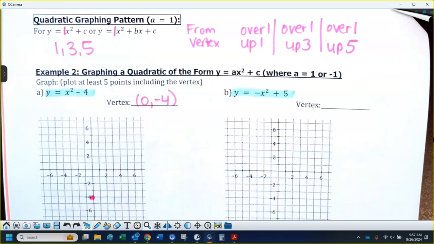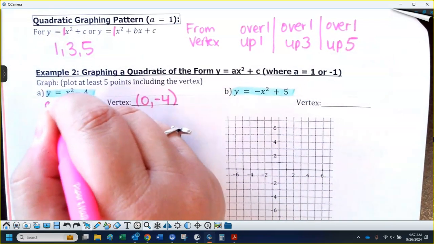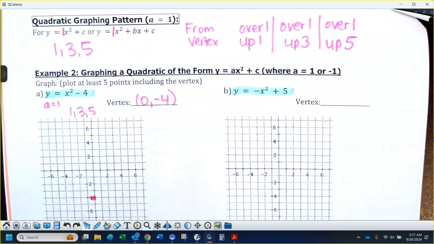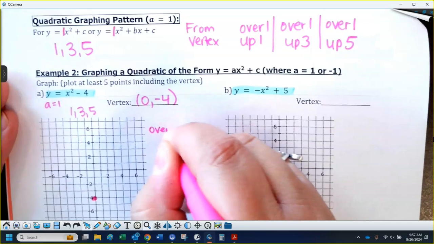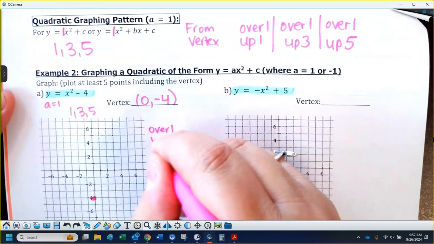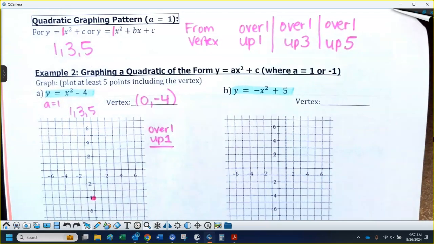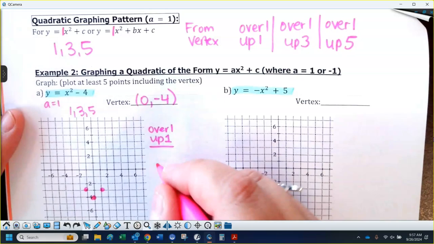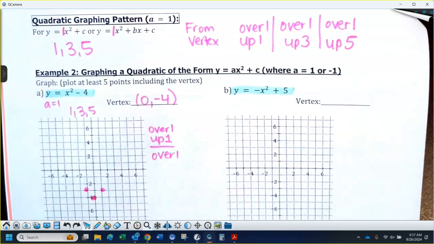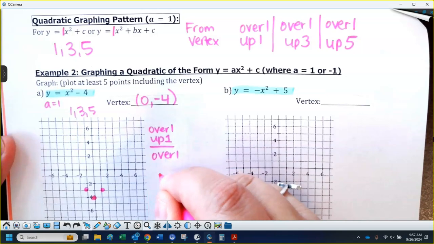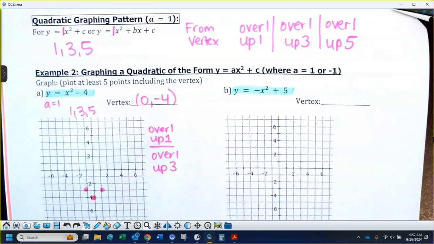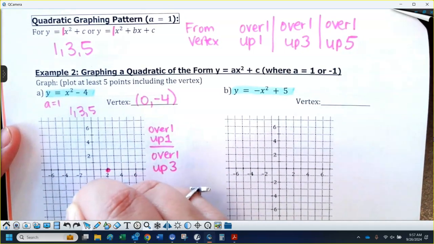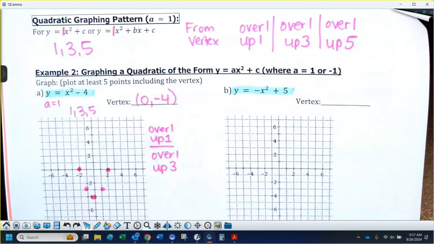Okay, now, instead of sitting there and making a table, the A value here is 1, so I'm just going to use my 1, 3, 5. So from the vertex, all you're going to do is you're going to go over 1 on either side and then up 1. And that'll give you 2 more points. So on either side of that vertex, just go over 1, up 1 on either side. Now, from the 2 points you just stopped at, you're going to go over 1 and then up 3. That'll give you 2 more points. So over 1 and then up 1, 2, 3. On either side, over 1, up 1, 2, 3.